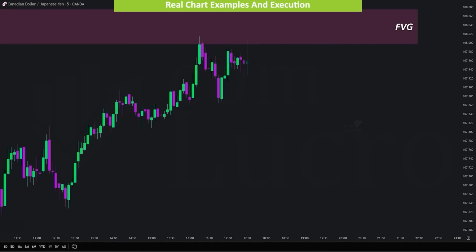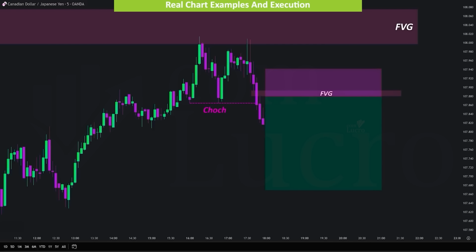On the 5-minute chart, price forms a change of character together with a fair value gap, which gives us our entry setup. We place a sell order at the start of the fair value gap zone and position our stop loss above it. As you can see, this trade ends as a winner.